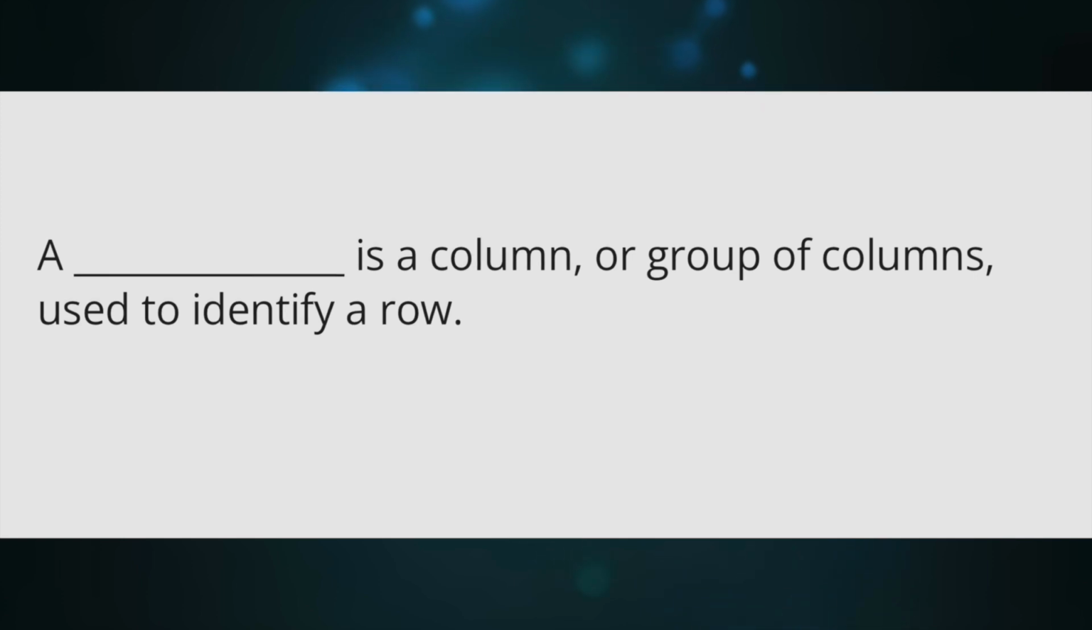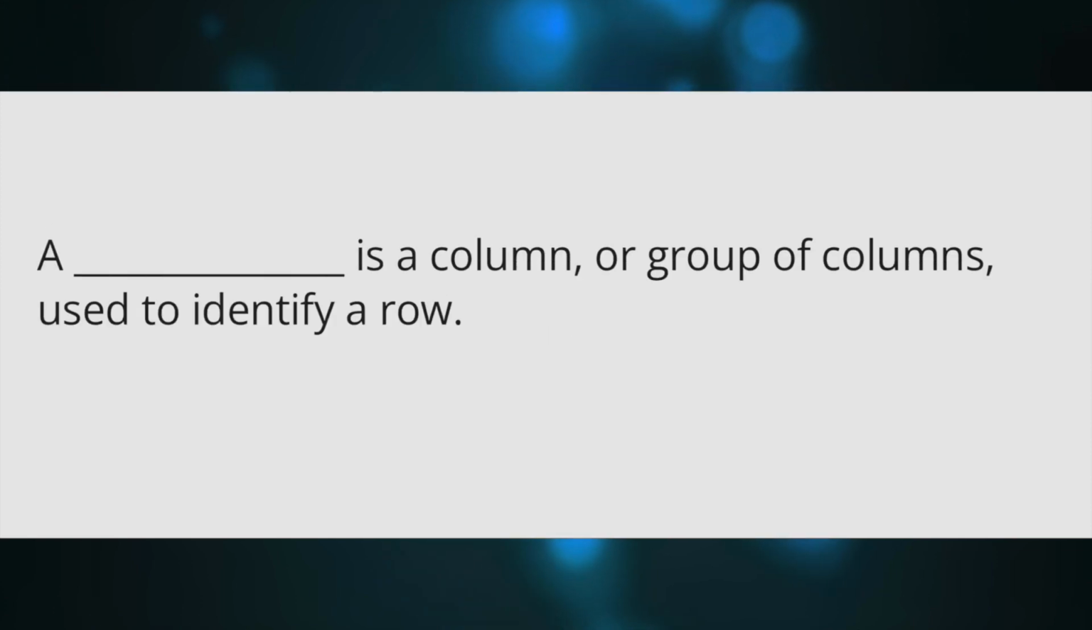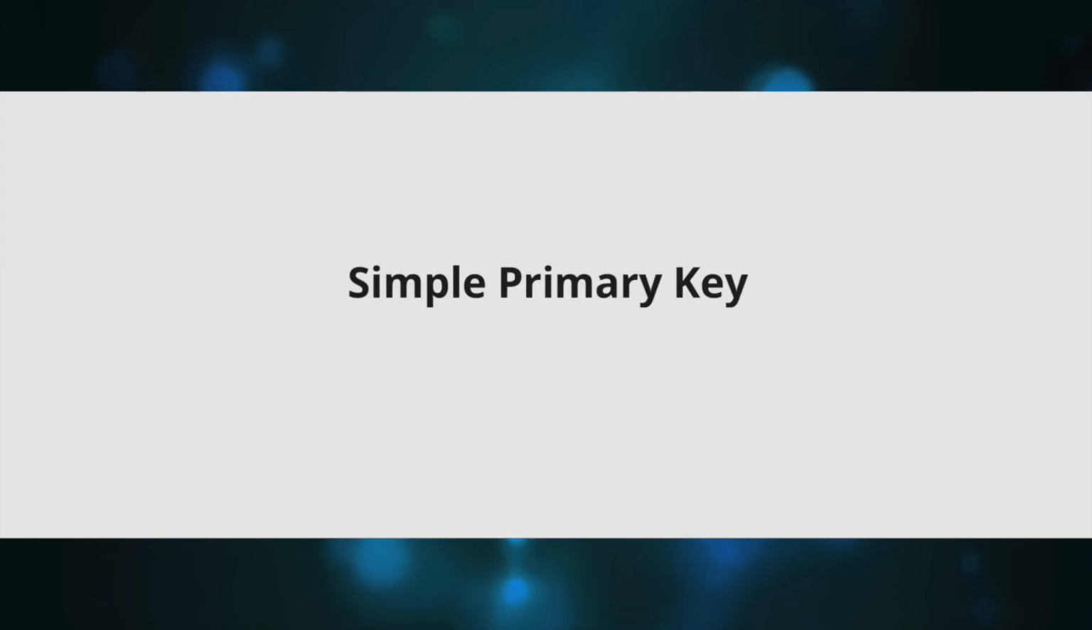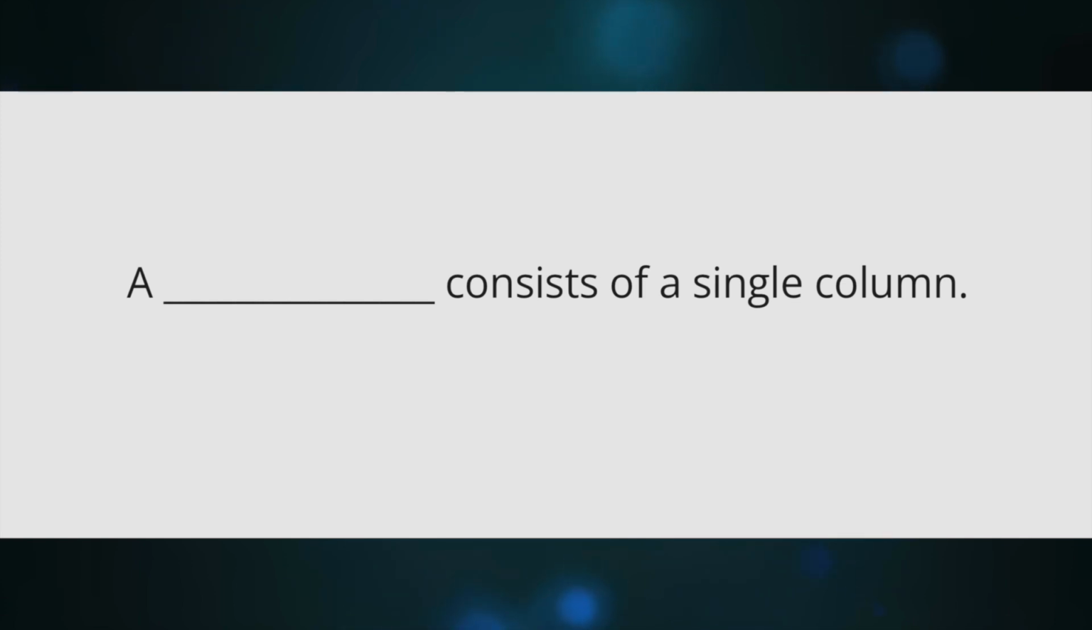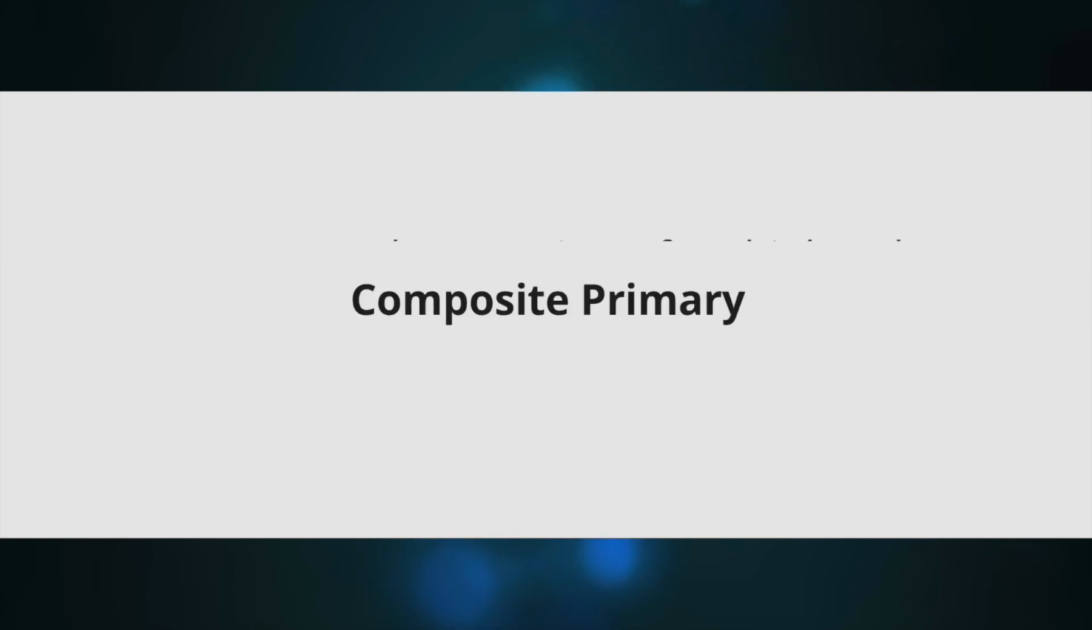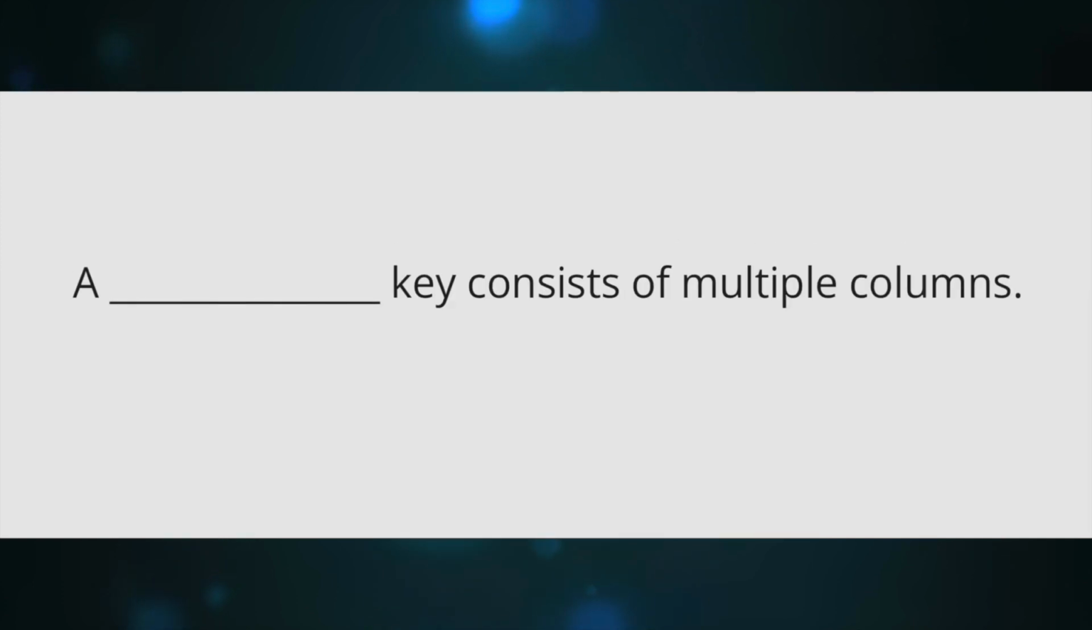The first one is: a blank is a column or group of columns used to identify a row, and that's going to be primary key. So a primary key is a column or group of columns used to identify a row. A blank consists of a single column: simple primary key. So a simple primary key consists of a single column. A blank consists of multiple columns: a composite primary key consists of multiple columns.